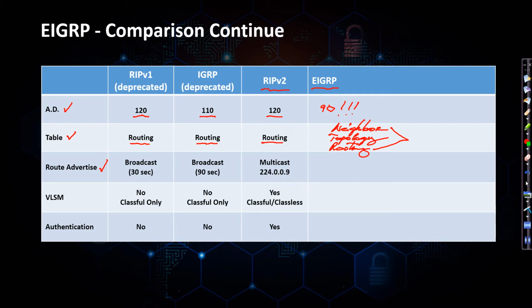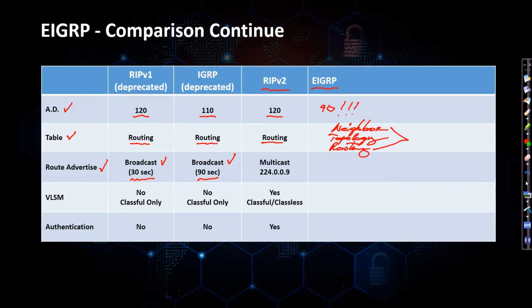Route advertise is a process where a router sends its routing information to its neighbor. RIP version 1 and IGRP will broadcast that information to its neighbor at a specific interval. The broadcast and its interval cause 2 major problems. The first is this constant broadcast. Whether your network has had any change in the last 6 months, every 30 seconds or 90 seconds, these routing protocols will broadcast to all neighbors whether they like it or not.